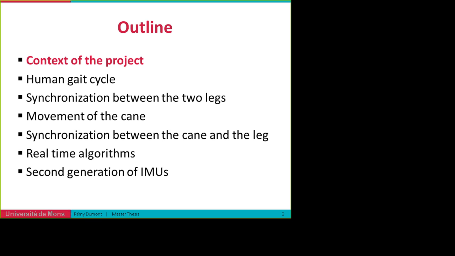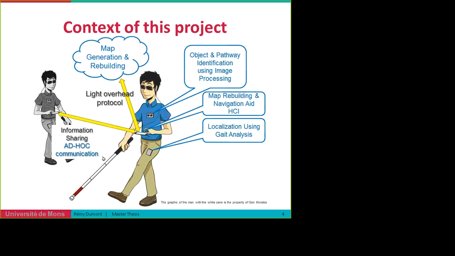So first, the context of this project. The project is part of the Wayfinding project, which is held at Curtin University right now. The Wayfinding project has as its main aim to provide new tools to improve vision impaired people's navigation. So it involves several PhD students on different topics such as object and pathway identification, map rebuilding, and localization using gait analysis.